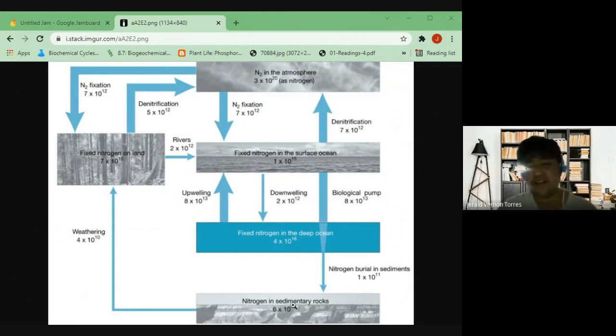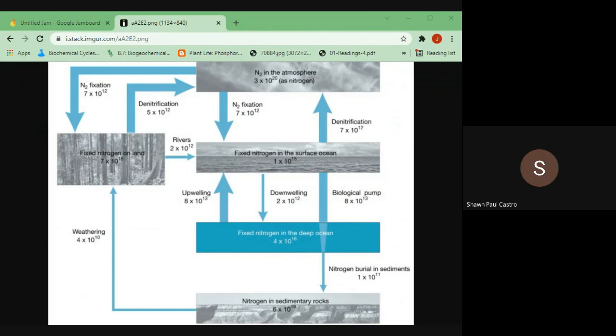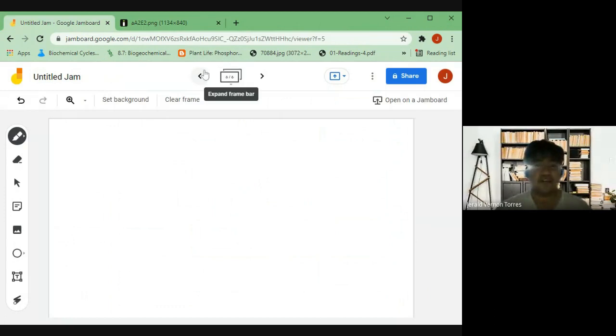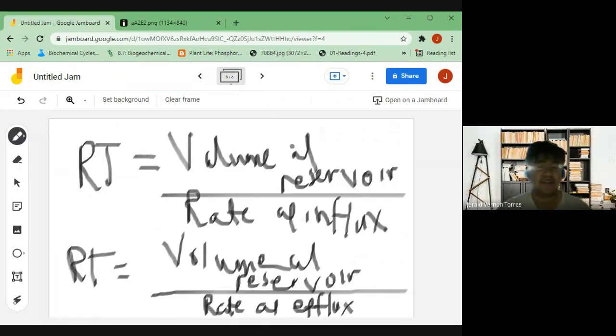Okay, Sean, can you turn on your mic? Sean, can you turn on your microphone? Sir. Okay, let's try to solve for the residence time. Remember, Sean, na ang formula mo for residence time is the volume per reservoir divided by the rate of influx, or kung ayaw mo influx, pwede mo gamitin ay rate of efflux.